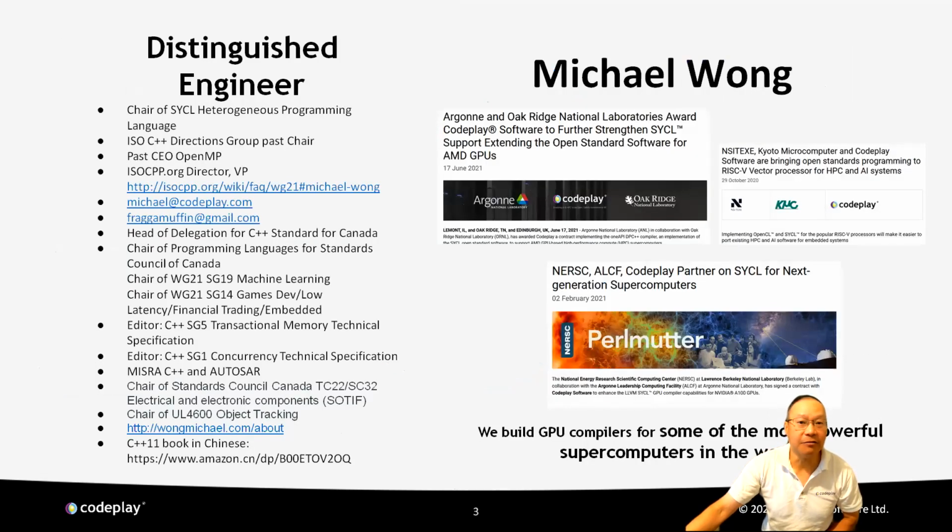A little bit about myself. I'm a distinguished engineer with a long history in HPC research and compilers, and recently deeply involved in machine learning, safety systems, as well as autonomous vehicles.